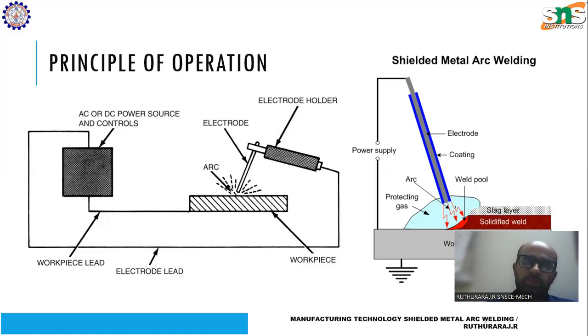Here the electrode is a consumable electrode, meaning the electrode will be used up during the welding process. There are other welding processes where non-consumable electrodes are used, such as tungsten inert gas welding. We'll be seeing those in the subsequent lectures. This particular welding process is a consumable electrode welding process. When two workpieces are melted together, they join, and the electrode acts as a filler material. It fills the gap between the two workpieces. Once the process takes place, solidification occurs.